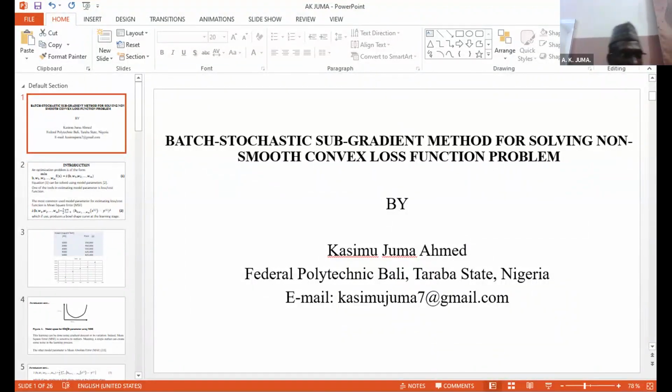Thank you, first of all, thanking the organizing committee for giving me this wonderful opportunity to present a paper titled Batch-stochastic Sub-gradient method for solving non-smooth convex loss function problem.